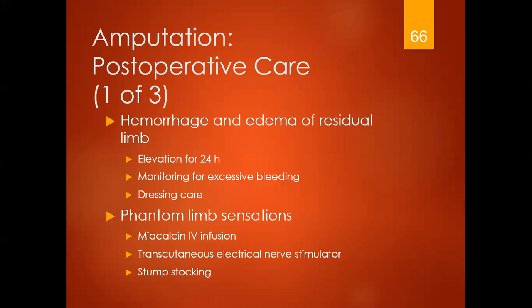So the two most immediate problems after amputation are hemorrhage and swelling or edema. We will elevate the stump for 24 to 48 hours, except for if it's a lower extremity. We don't want to elevate for more than 24 hours because we can get a hip contracture, right? That would be a bad news bears. So we don't want to do that.